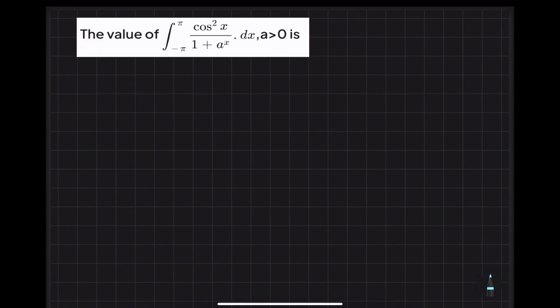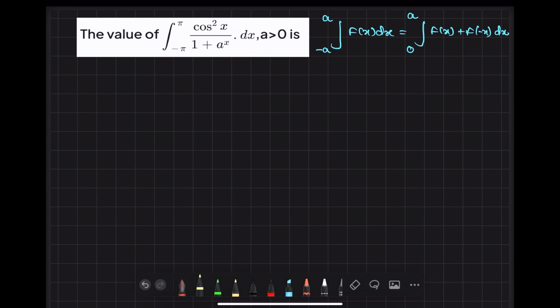So we've got this situation to handle. We have to integrate from minus pi to pi. Again, with the limit, you may get the intuition that we have to apply the minus a to a property. Okay, so integral of f of x dx, you can write down this thing as 0 to a of f of x plus f of minus x dx. So we will apply the same logic over here now.